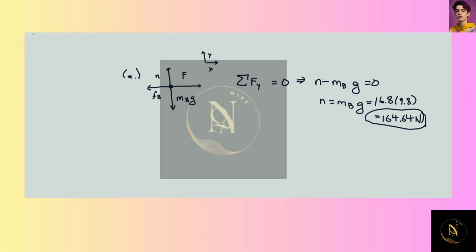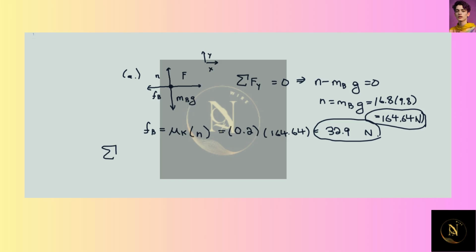So now that we know the normal force, we can calculate the friction force on the box, which is defined to be the coefficient of kinetic friction times the normal force. We're given the coefficient, it's equal to 0.2. We multiply this by 164.64 to give us a friction force of 32.9 newtons, roughly.